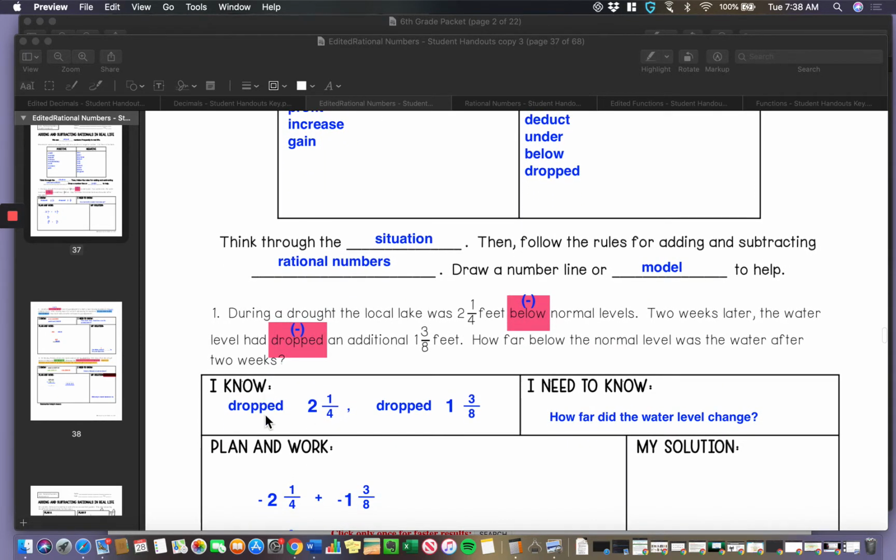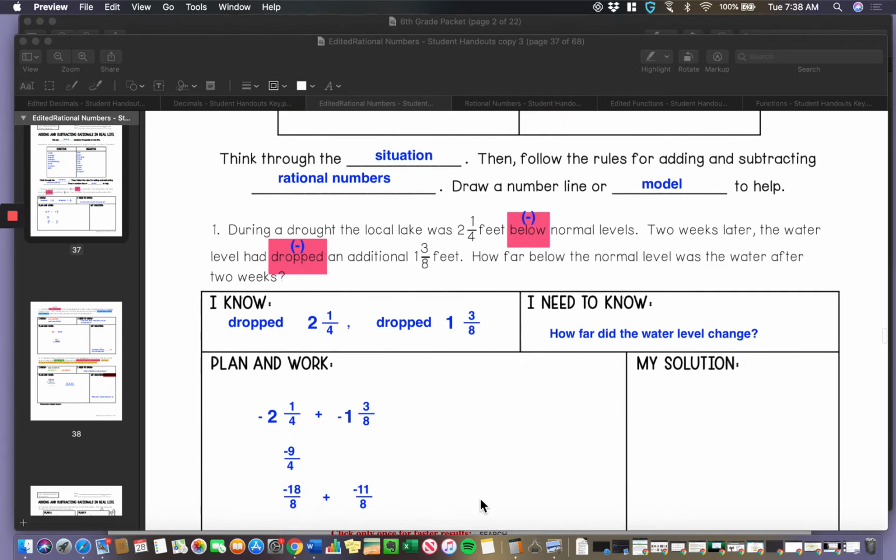So what do we know? We know that it dropped 2 1/4 feet below normal levels, and then it dropped again 1 3/8 feet below sea level. So what do we want to know? We need to know how far did the water level change?